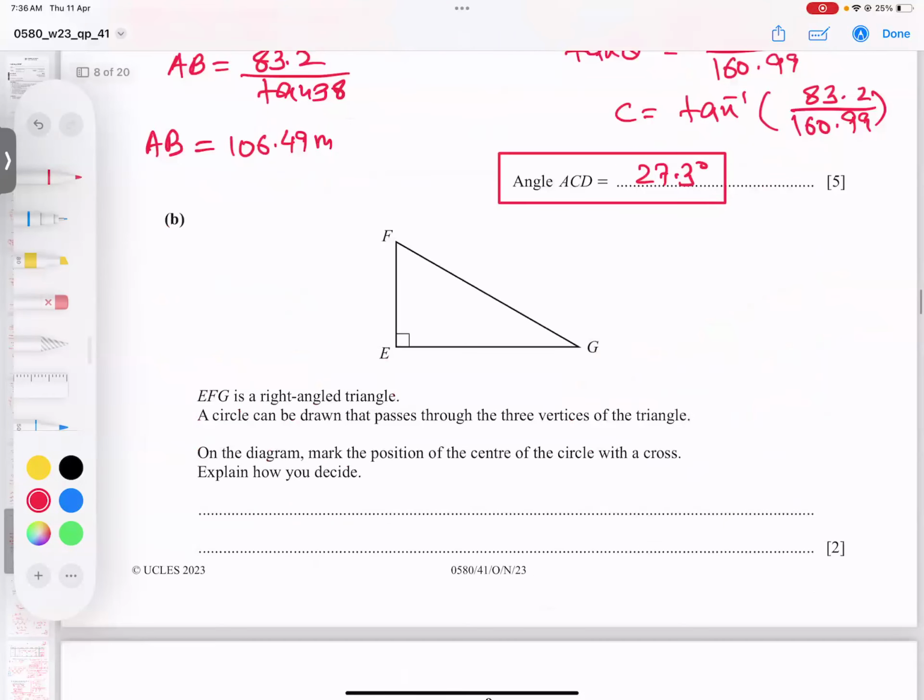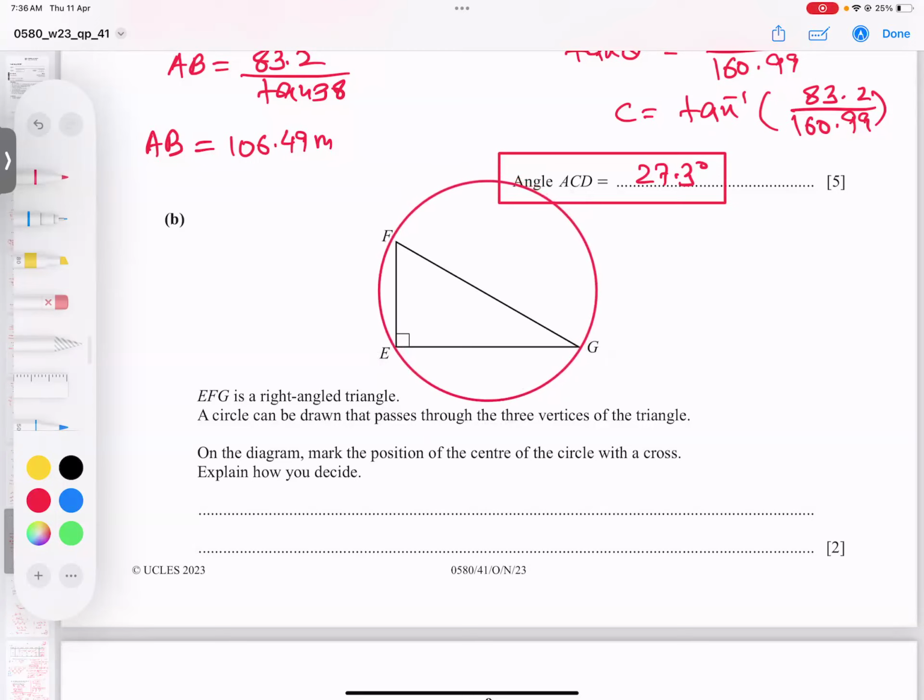So let's go for the next part. He's saying here, EFG, the triangle is a right angle triangle, C is 90 degrees. This box represents 90 degrees, okay? A circle can be drawn that passes through 3 vertices. So, you know, students, this kind of circle is actually not easy for me to draw, but to some extent I have done it. Let me try to show you.